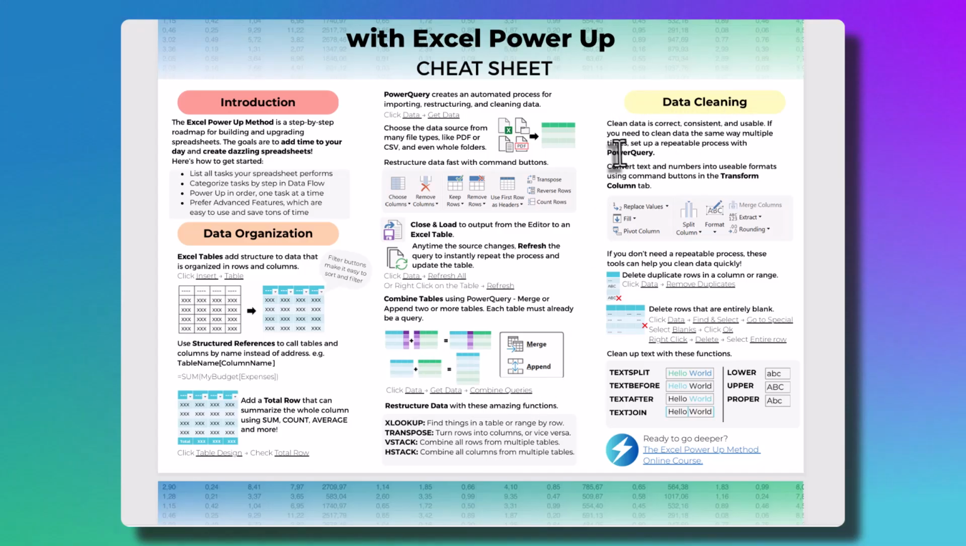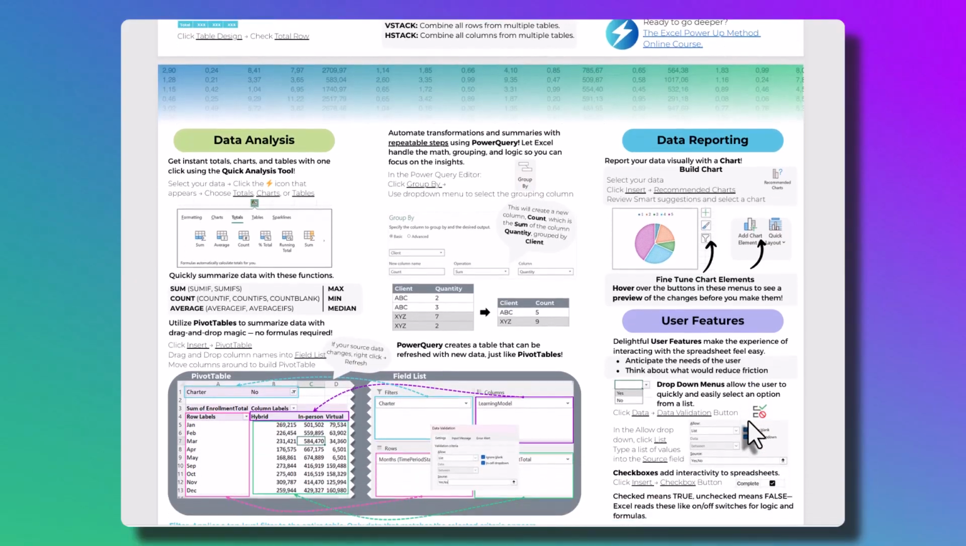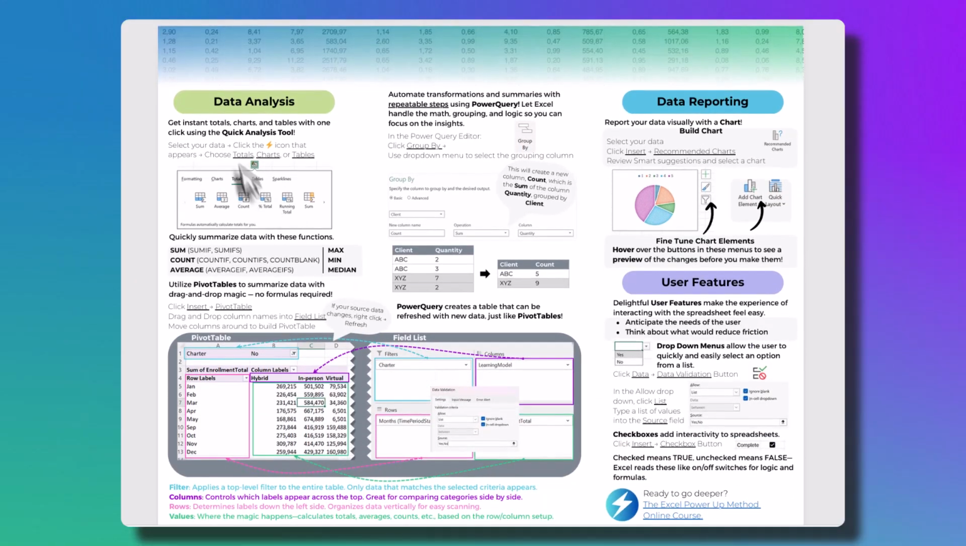And this involves maybe setting up a repeatable process, transforming the data in any way. You can also use any of this text to clean up data. Then the next step is data analysis, and I highly recommend the quick analysis tool, at least trying it out, because you may get something that you thought you had to build from scratch.